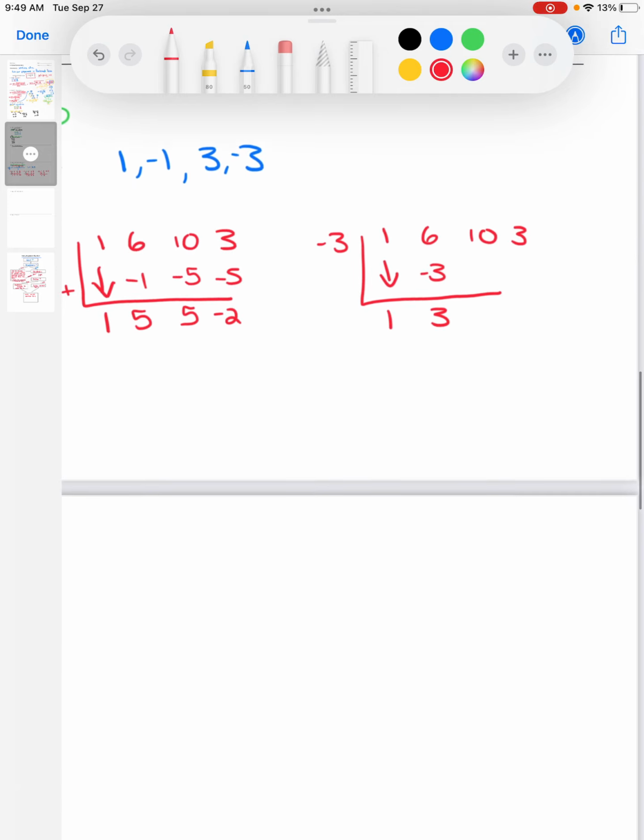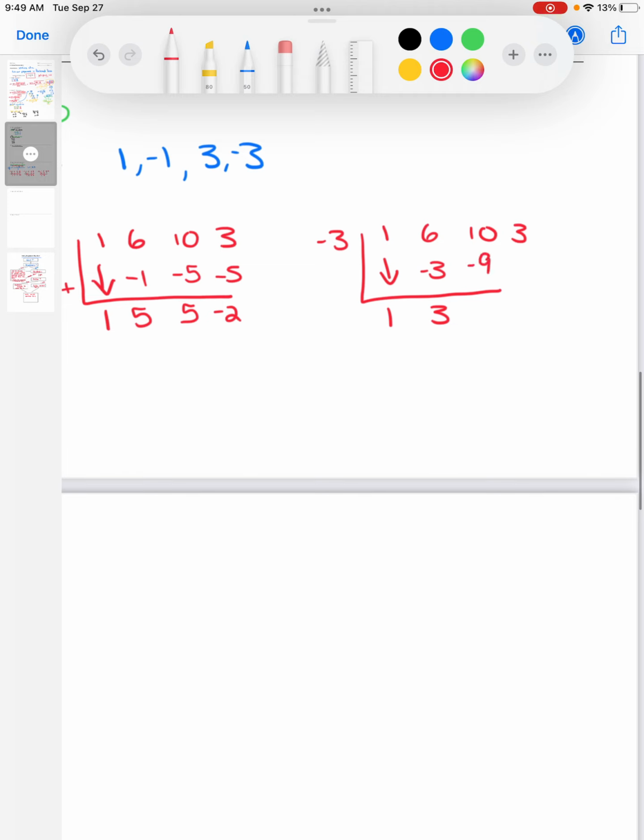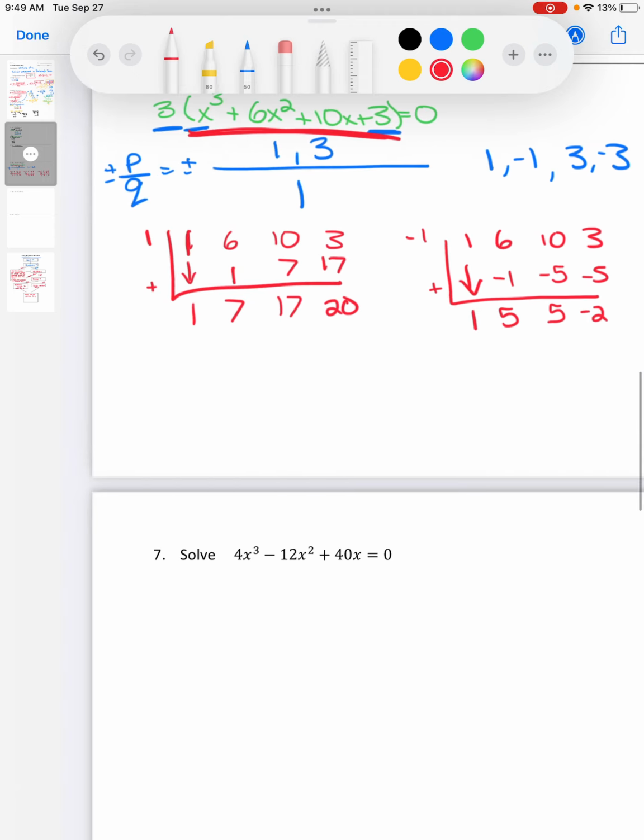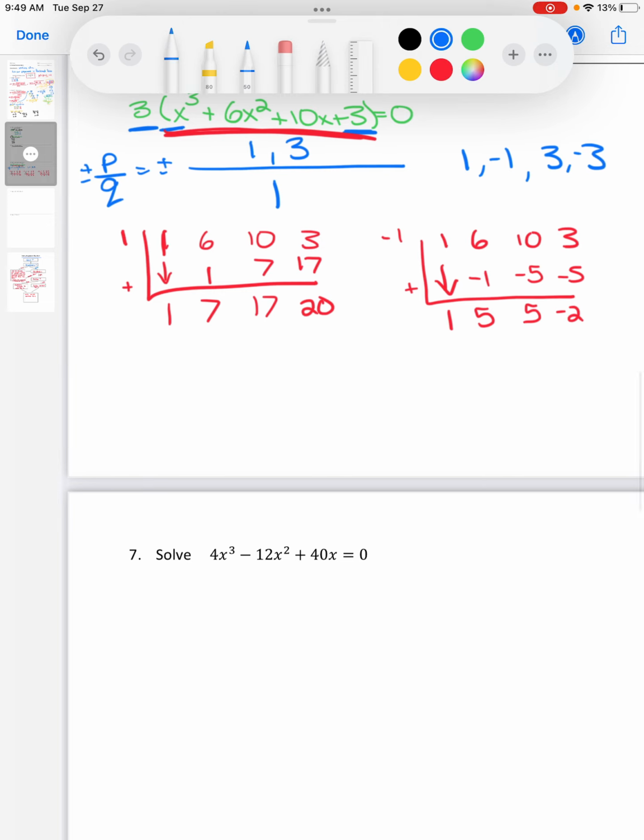Positive 3, negative 3 times 3 is negative 9, so I get positive 1. Then negative 3 times 1 is negative 3. Does negative 3 work? Yes. Okay, so let's go back over here and write our new factored form polynomial. We said negative 3 works, but do I write it as x minus 3? No, remember I need to switch the sign.